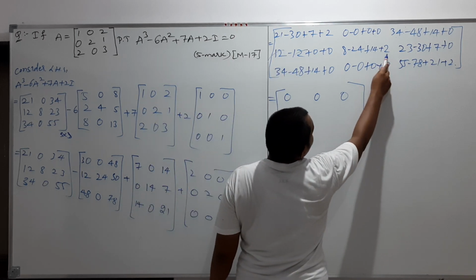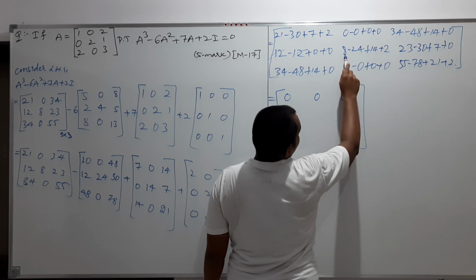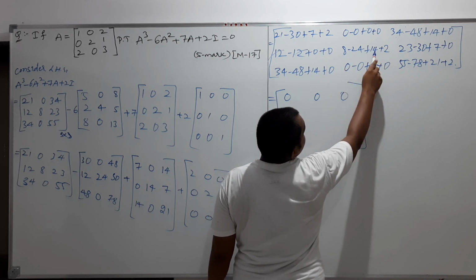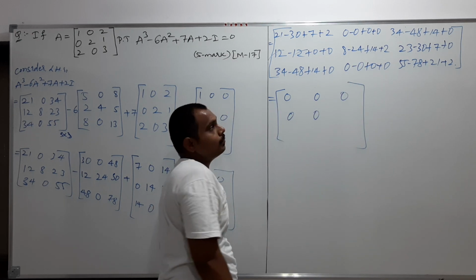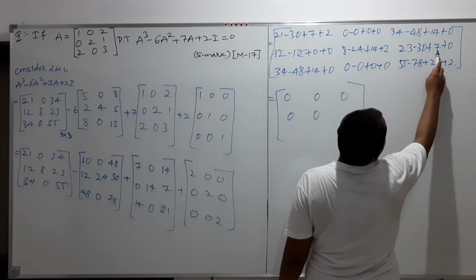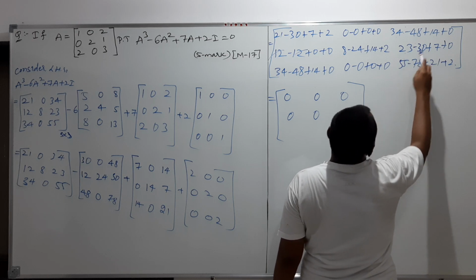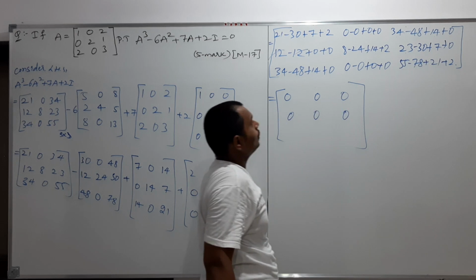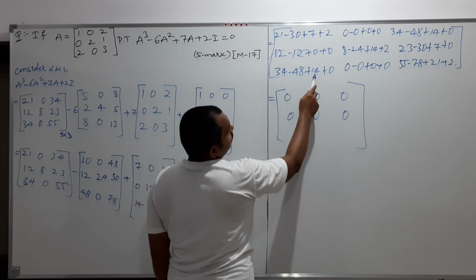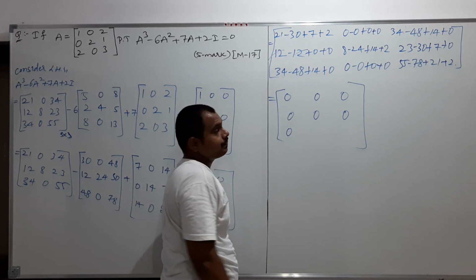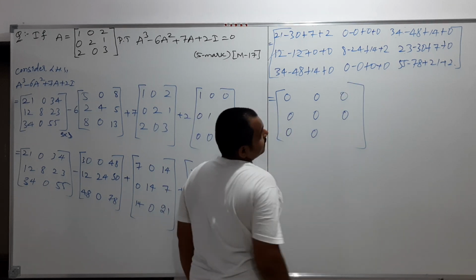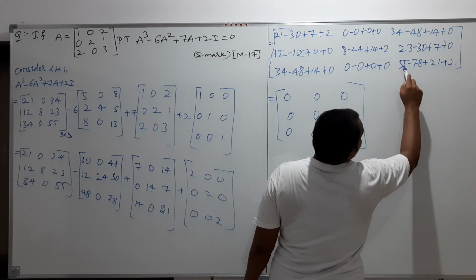Next, 8 plus 2 is 10. 10 plus 14 is 24. Plus 24 minus 24, again here it is 0. Next, my dear students, 7 plus 23 is 30. Plus 30 minus 30 is 0. Next, 34 plus 14, so here it is 48, and 48 minus 48 is 0. Entire 0.